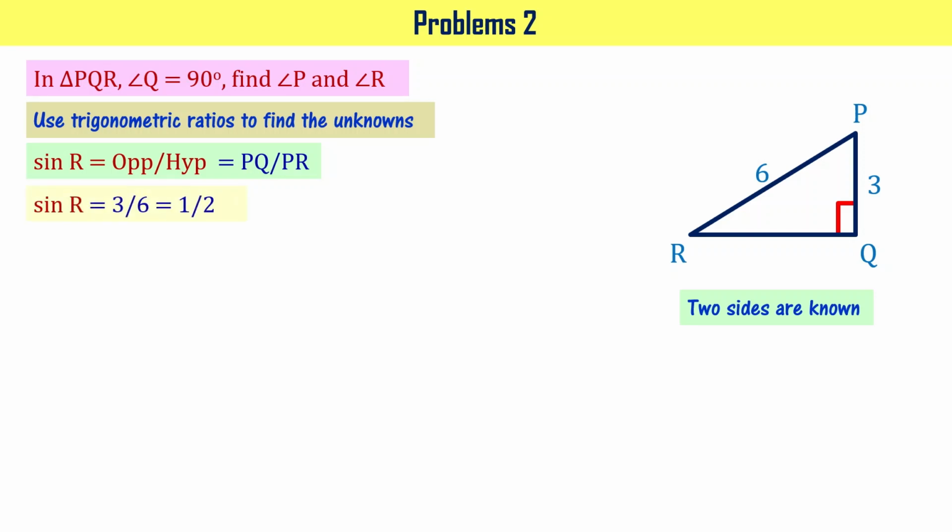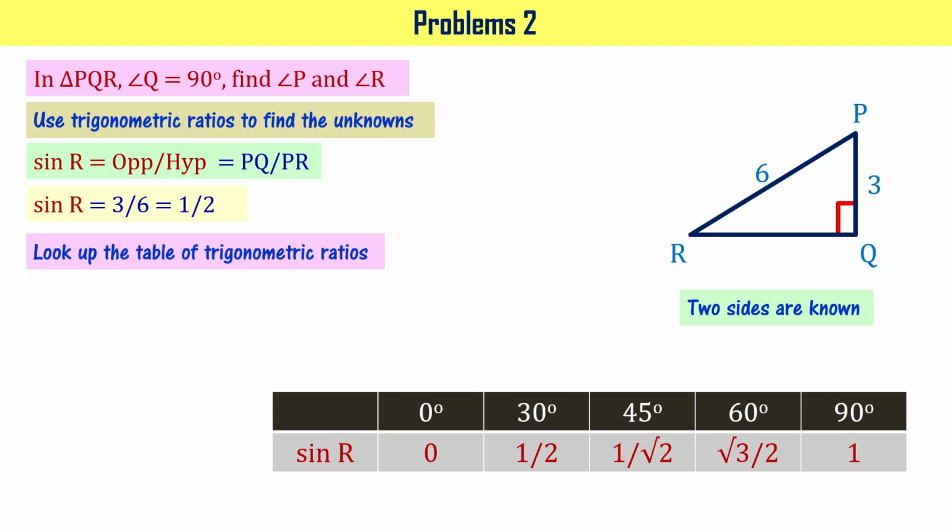And sin R can be written now as 3 by 6, that is equal to half. Let's look up the table of trigonometric ratios. Half is corresponding to 30 degrees angle, right? It means angle R equal to 30 degrees.